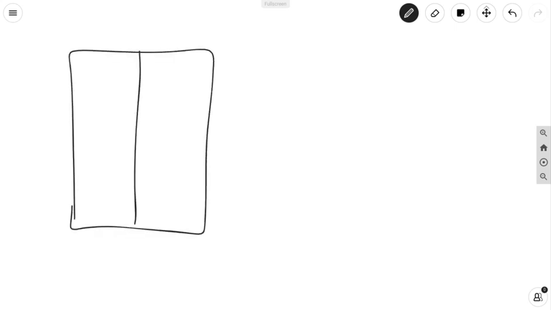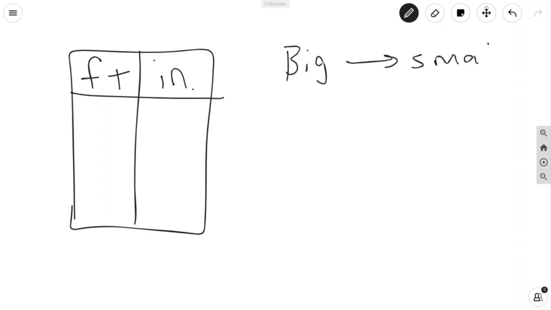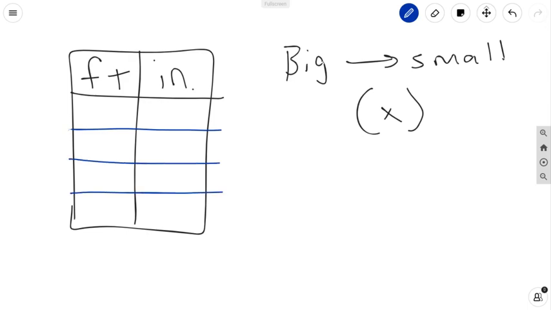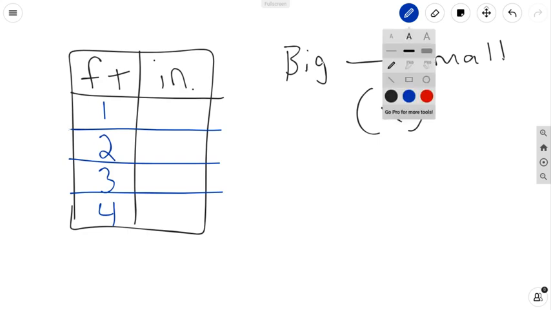Okay, let's say that we have a table and we're going from feet to inches. Now here's what we know. That's going from a big to a small. So for us, we're going to be multiplying. Now let's see what we're going to multiply. Let's fill out the chart. Let's say this is what we have. Okay, if we have 1 foot, then that's going to be 12 inches because there are 12 inches in a foot.